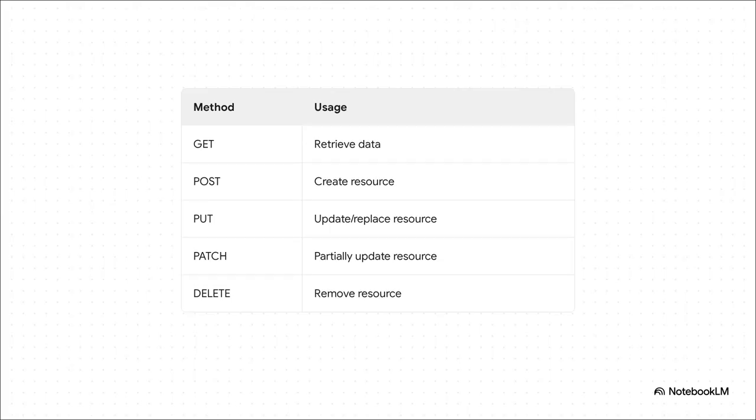You use get when you want to read or retrieve some data. You post something when you want to create something new, like a social media post. Put or patch are for updating existing information. And delete, well, I think you can guess what that one does.